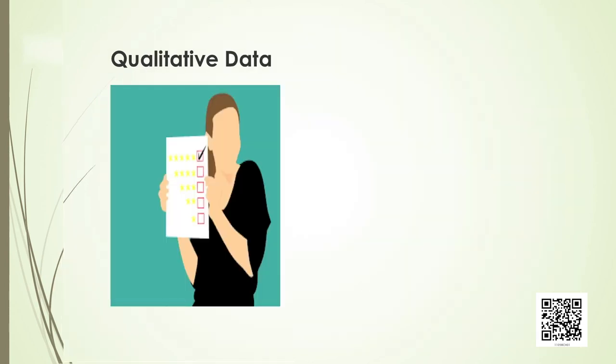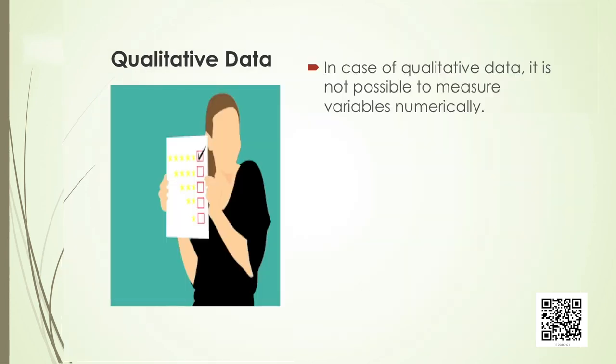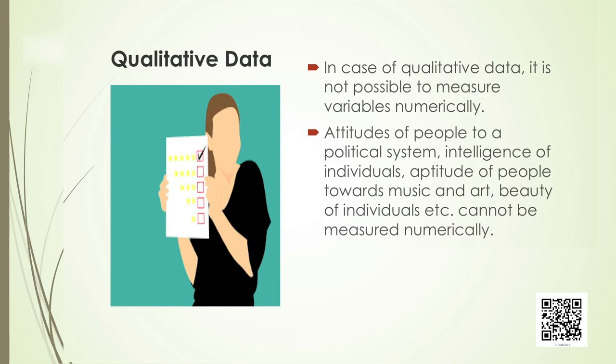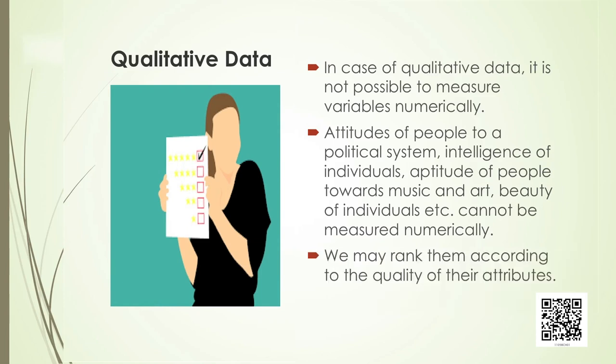In case of qualitative data, it is not possible to measure variables numerically. For example, attitude of people to a political system, intelligence of individuals, aptitude of people towards music and art, beauty of individuals, etc., cannot be measured numerically. However, we may rank them according to the quality of their attributes.